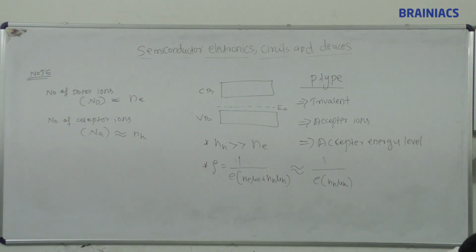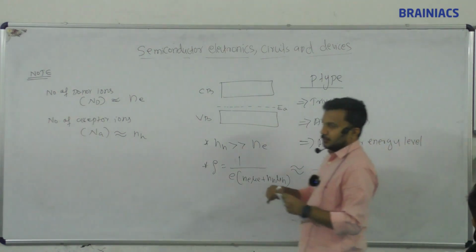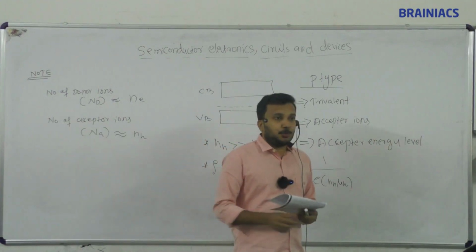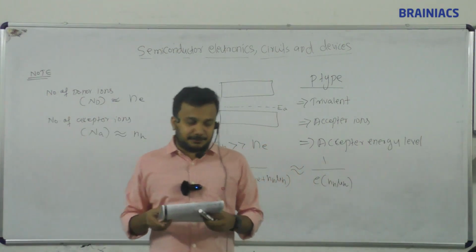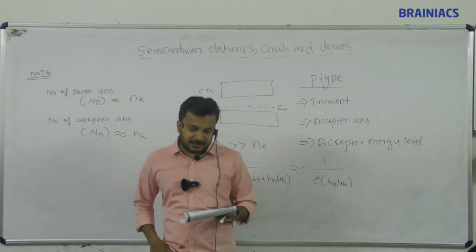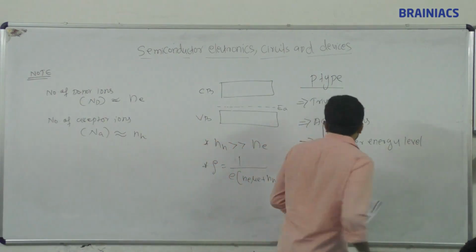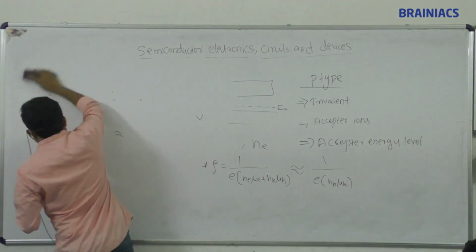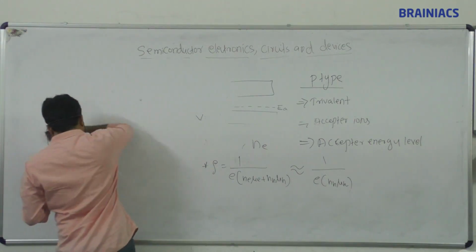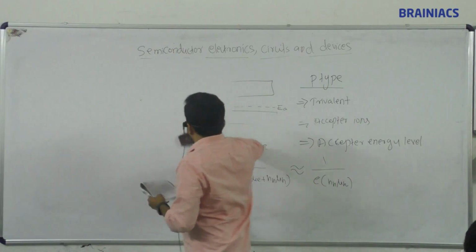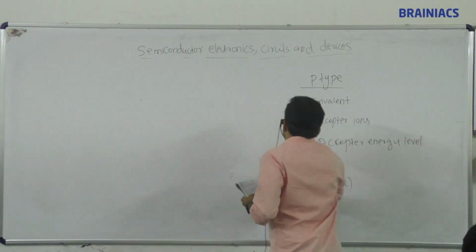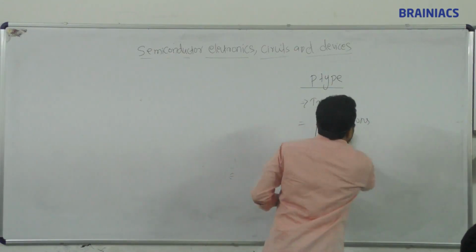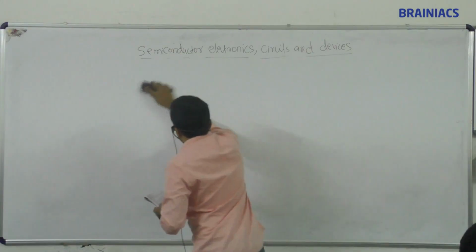In a pure silicon crystal, write down in the notebook: in a pure silicon crystal, there are 10 raised to 13 electron hole pairs per meter cube.